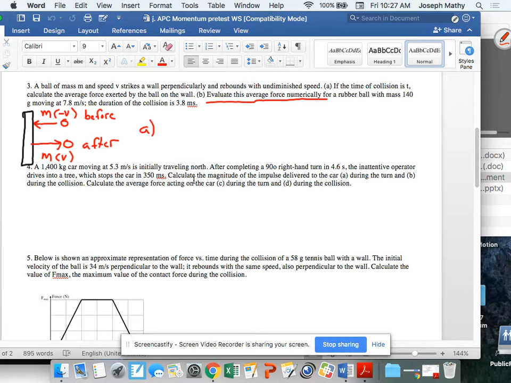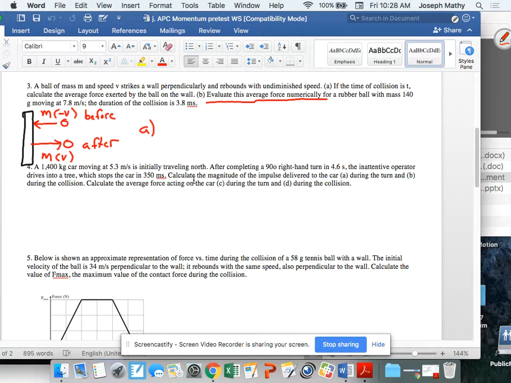A says, if the time of collision is T, calculate the average force exerted by the ball on the wall. And then it says, B, evaluate this average force numerically for a rubber ball with a mass of 140 g moving at 7.8. Okay, the duration of the collision is 3.8. So we need to evaluate if the time of collision is T, calculate the average force.